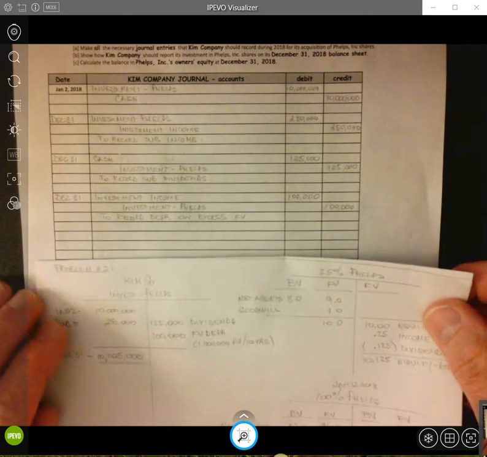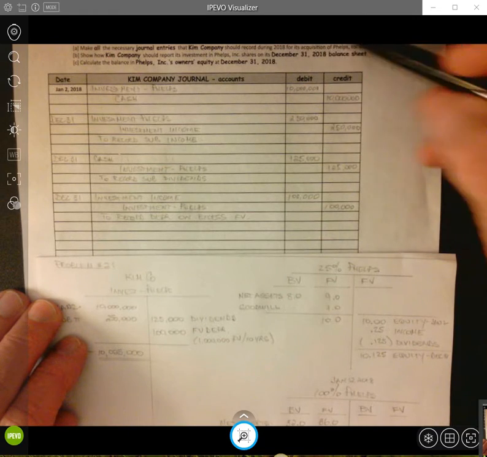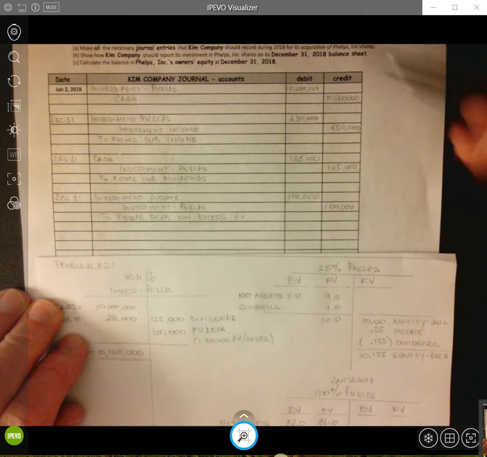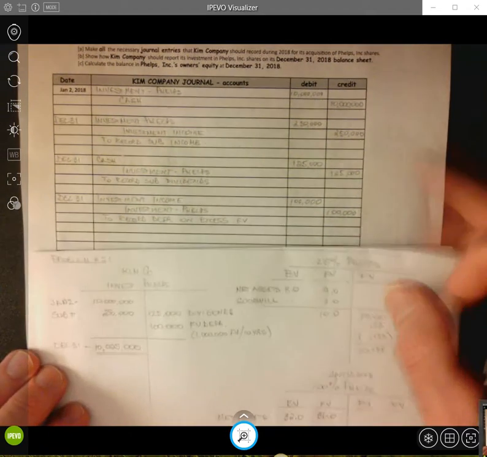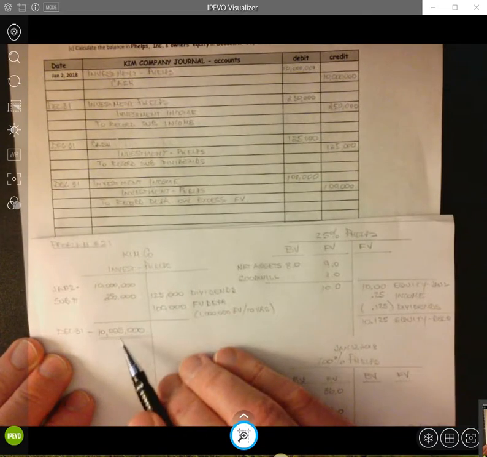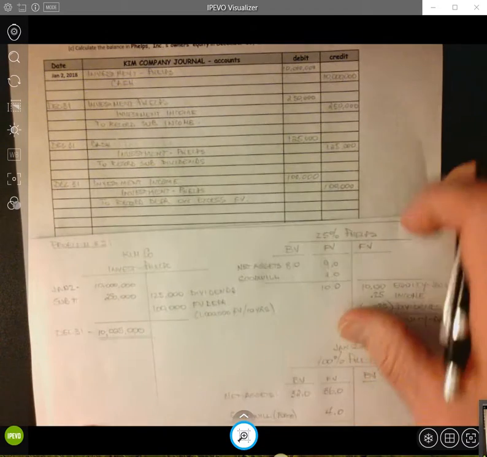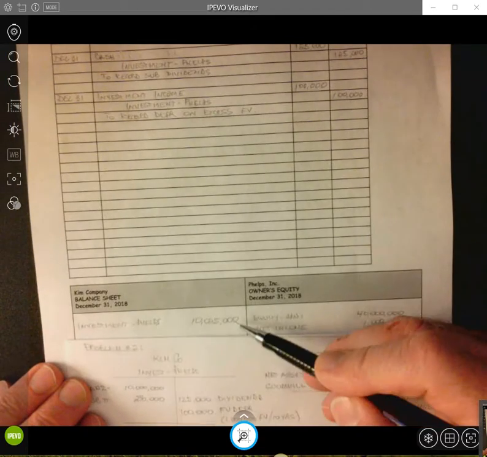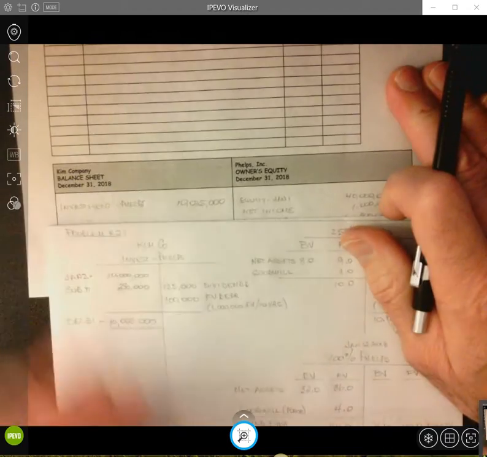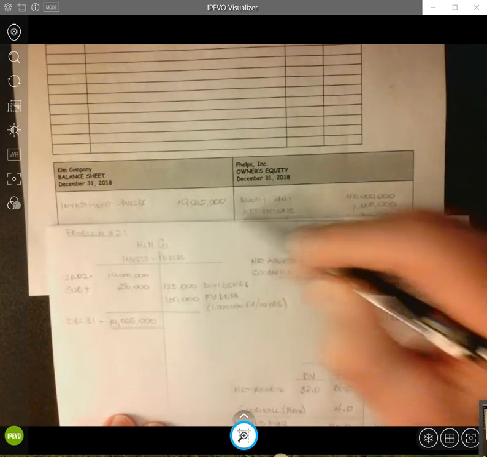Now, let's take a look at the last questions. Calculate what the Kim Company would report its investment on its balance sheet at 12/31. It would show $10 million plus $25,000, or $10,025,000. So that would be the amount that would appear in the investment account of the parent.